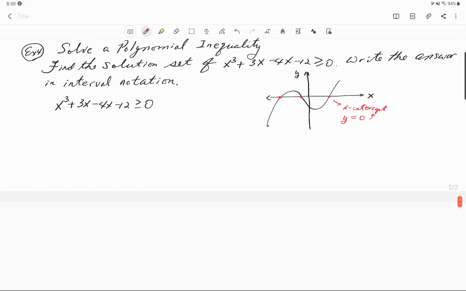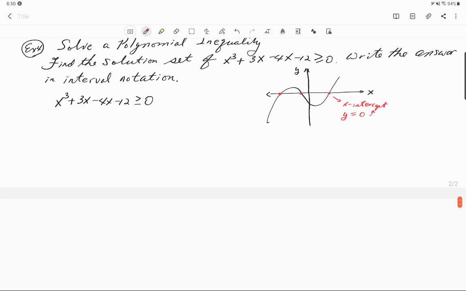Right? So based on this x-intercept, the graph is either positive. So this graph has positive y values, and below the x-axis has negative y values, right? And this is the positive y values, and this area has negative y values.